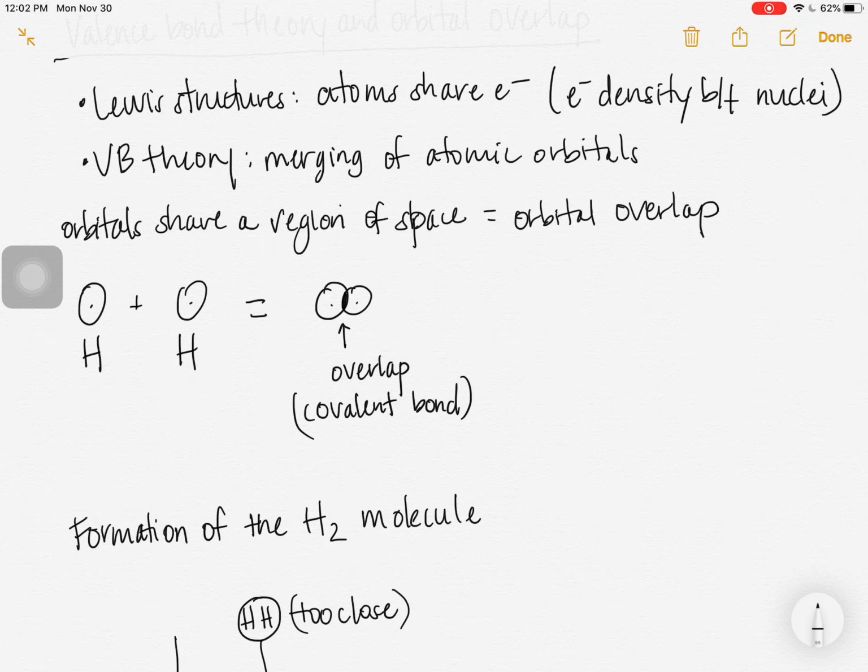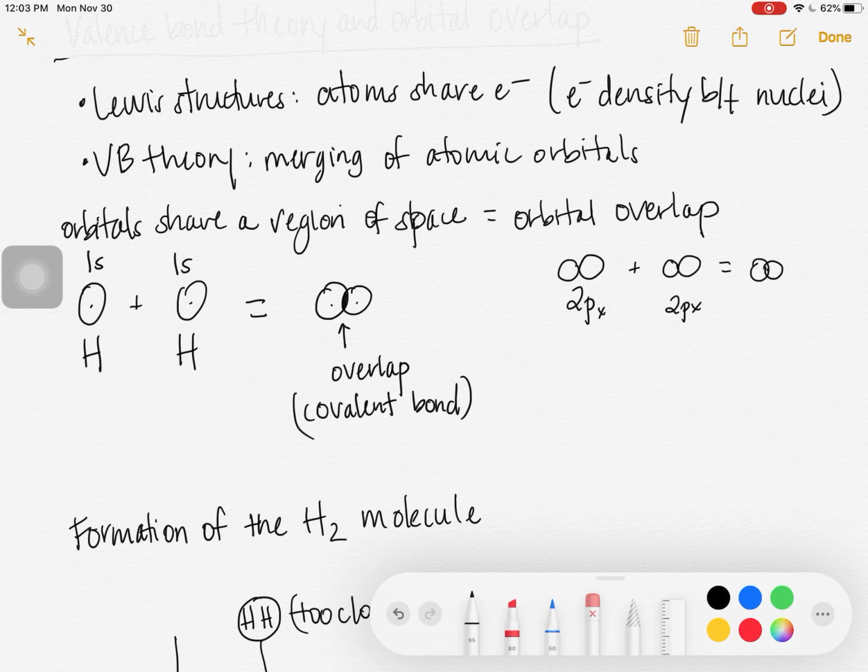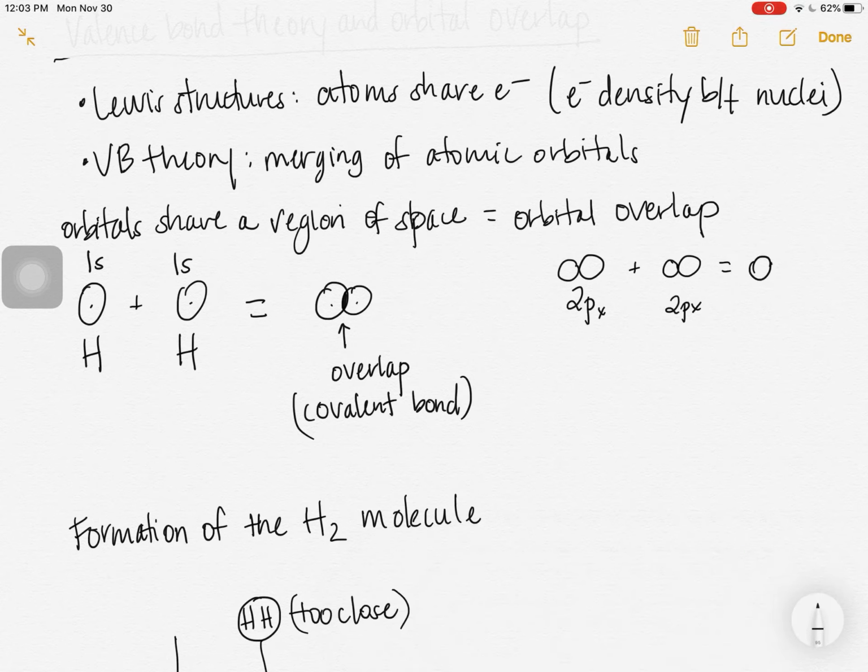So maybe you've never really thought of it like that before. But you could also have, in this case we were talking about an s and an s orbital, but maybe in a different example, a 2p x and another 2p x. If you bring them together, there's my first p, and then here's my second p, and there's that overlap region.